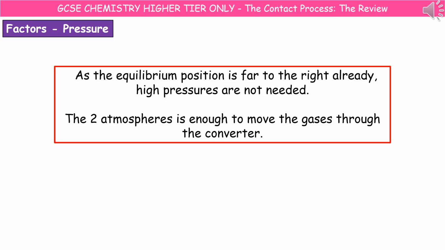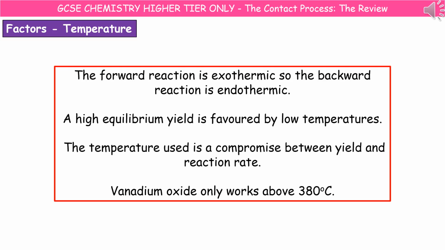Now, again, you could be asked to justify this using your knowledge of equilibrium position. What we actually find is that in stage 2 then, the equilibrium position is already far to the right. So we don't need high pressures. And that's why we use 2 atmospheres, because that's just enough pressure to move the gases through the converter.